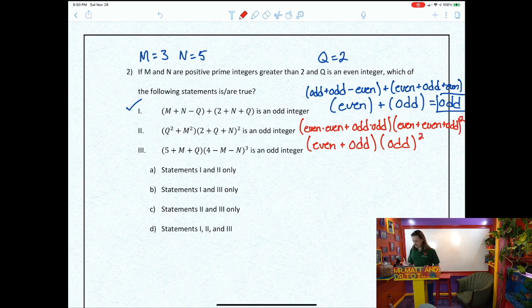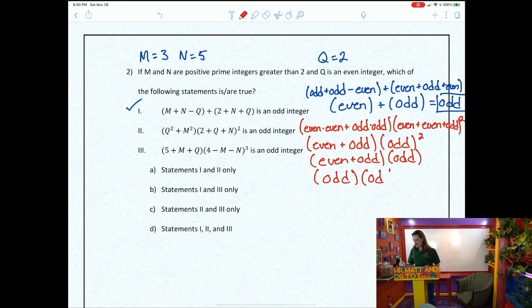So this is going to be an even plus an odd times an odd. An even plus an odd is odd, so this is going to turn into an odd times an odd. An odd times an odd will be an odd product. So statement 2 is true.